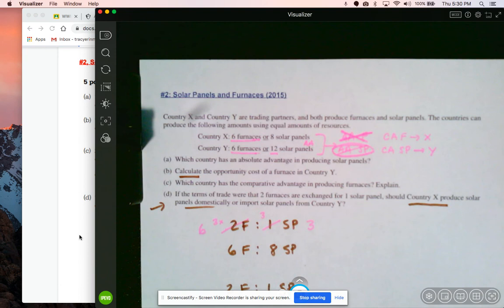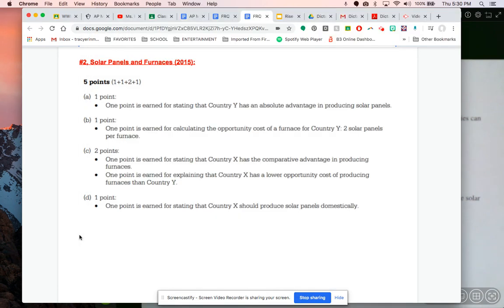So this is the rubric from the College Board. This is on the FRQ Frenzy rubrics document, which is on your 2020 review document. So go ahead and pause the video so you can see the official answers. But I hope the video helped you understand a little bit more how we do comparative and absolute advantage.